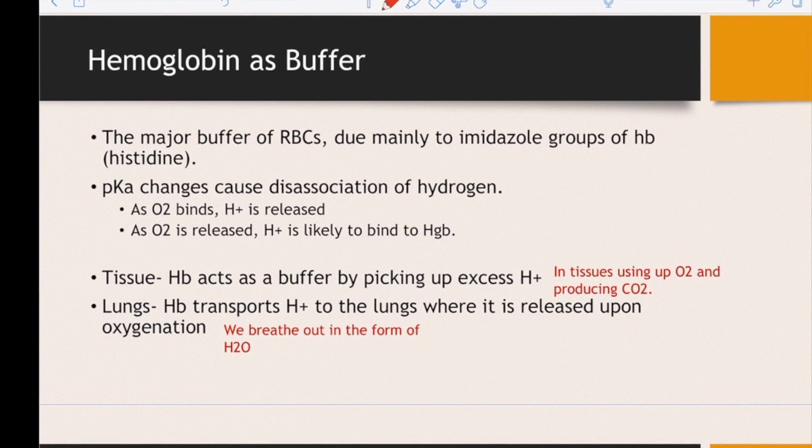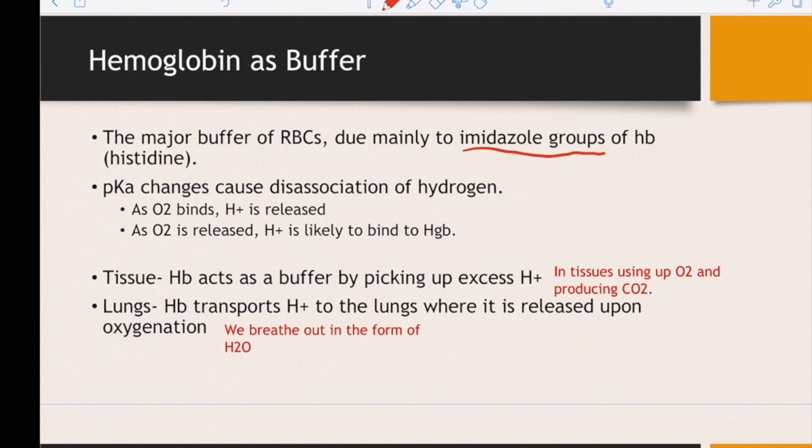So it's going to actually be present in red blood cells, as you know hemoglobin is. And the component of hemoglobin that allows it to act as a buffer is what is called an imidazole group, and that is found in the histidine groups within hemoglobin. The special thing about these imidazole groups is that they really like to bind protons, which is great because if you have a high amount of acidity, you need something to bind to those protons in order to keep them from disrupting the pH of our system.